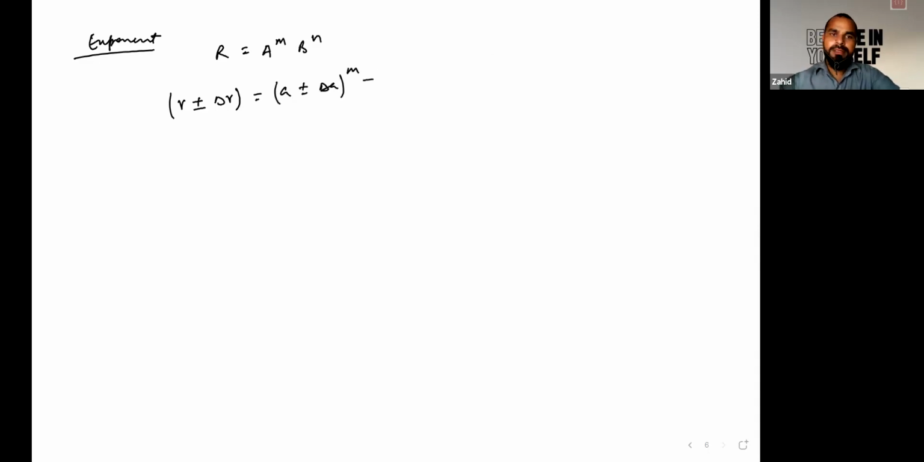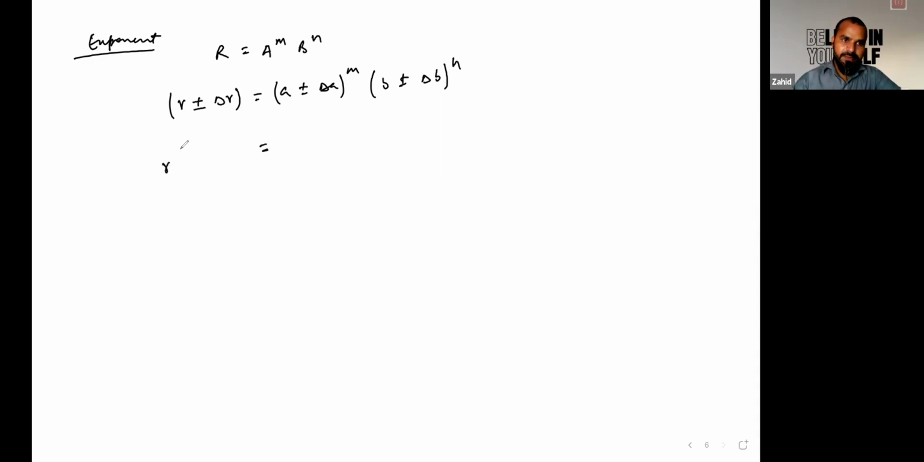So we have done multiplication and division. The last part is exponents. Suppose there is a relation of R with A and B having some exponents. Suppose A raised to the power M and B raised to the power N. So just put these values: R plus minus delta R is equal to A plus minus delta A to the power M times B plus minus delta B to the power N.